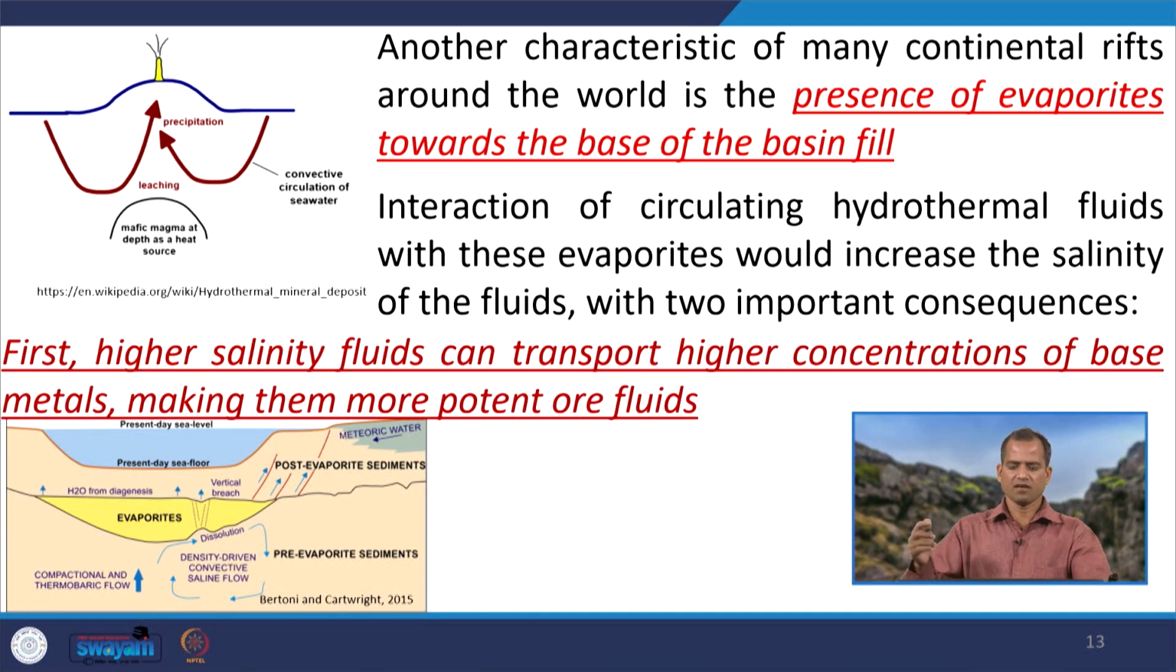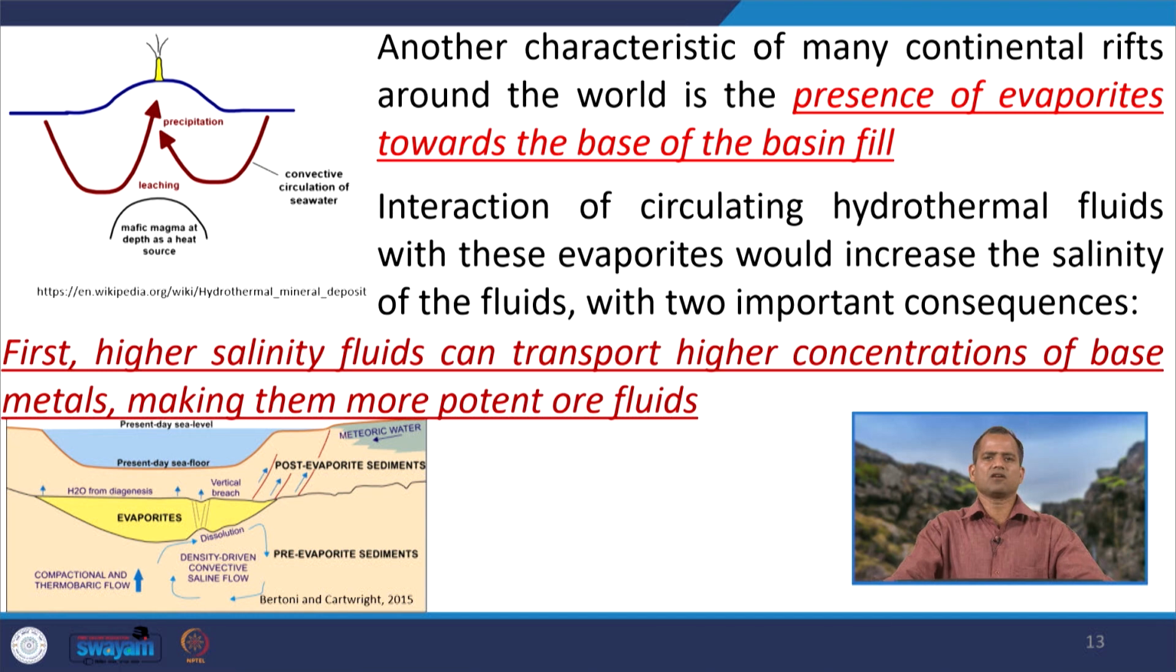Another characteristic of many continental rifts around the world is the presence of evaporite towards the base of the basin fill. And why at the base of the basin fill? Because it was deposited at the initial time when this was in the lacustrine stage. Further, it was superimposed by marine sediment. So, that is why at the stratigraphically lower level we get the evaporite, and this is very common in every rift basin in the world.